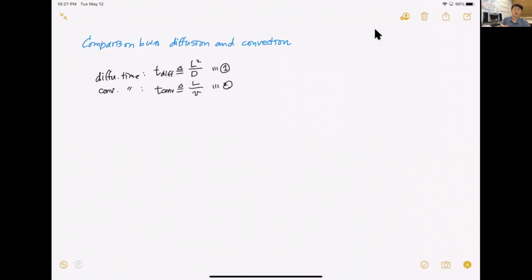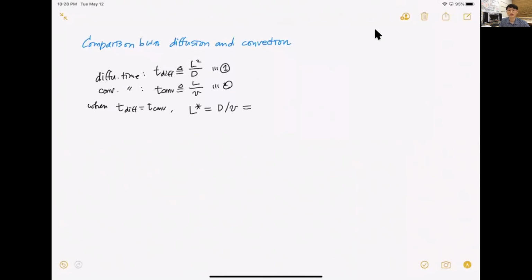So then what are we interested in? We are interested in these two times crossing over or matching together. So when T diffusion equals T convection, when does that happen? That means, let's say this characteristic length, L star, will be defined as D over V.